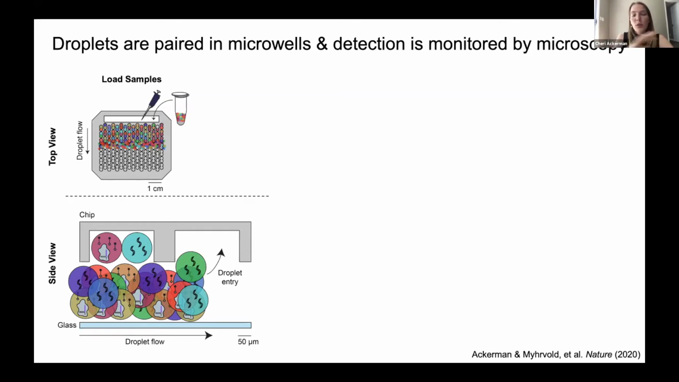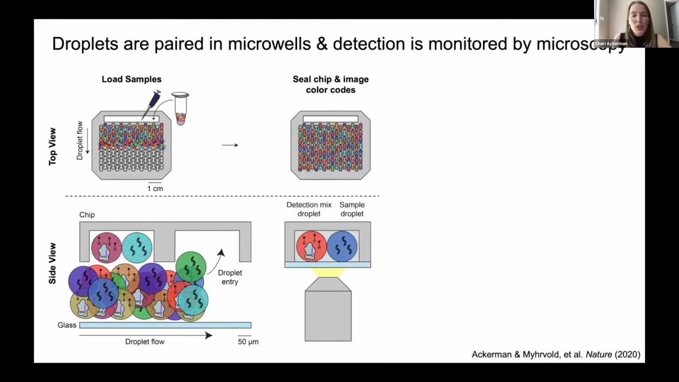And then when all of the wells are loaded and the excess droplets are washed away, we seal the chip and use fluorescence microscopy to read the color codes. So now we know which sample and which detection mix ended up in each microwell.